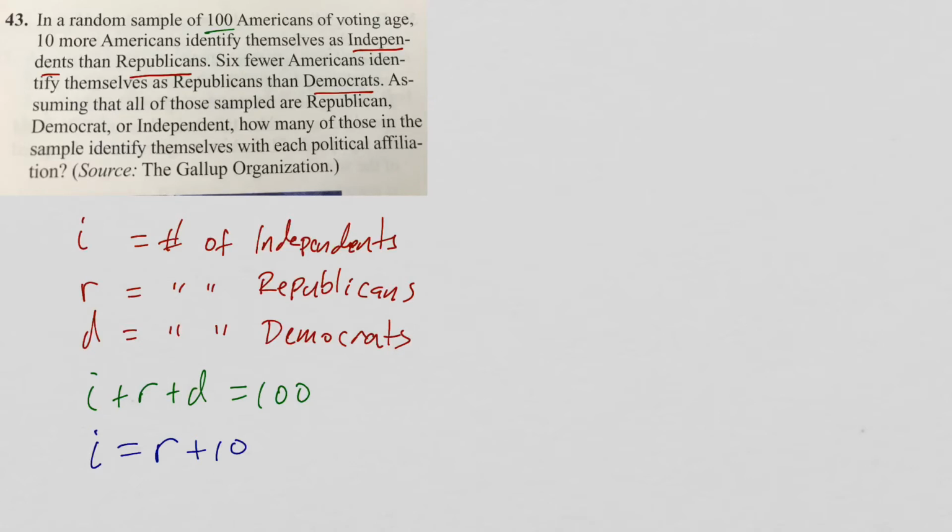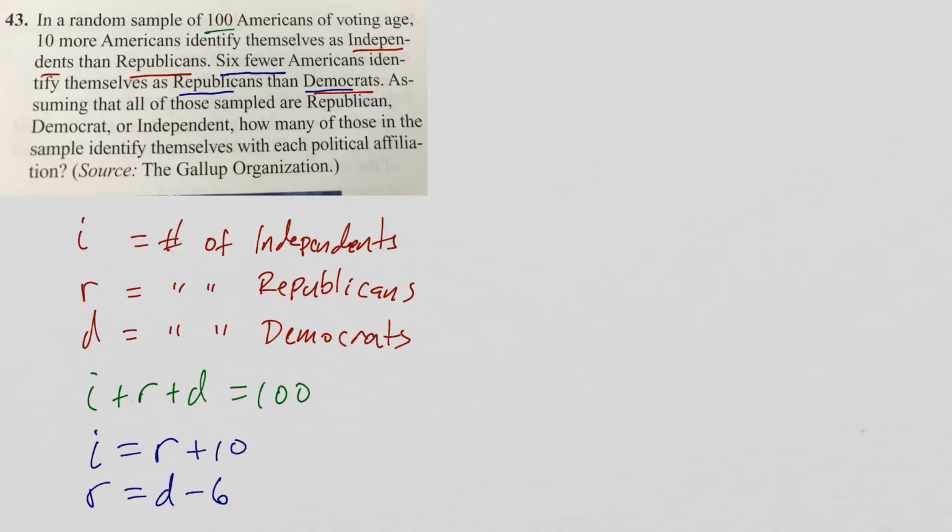And finally, 6 fewer, let's do that in blue. 6 fewer Americans identify themselves as Republicans than Democrats. So in other words, there are 6 fewer Republicans than Democrats. So in order to make them equal, I'd have to subtract 6 from the Democrats, not from the Republicans. So R is equal to D minus 6. Okay, so those are my three variables.